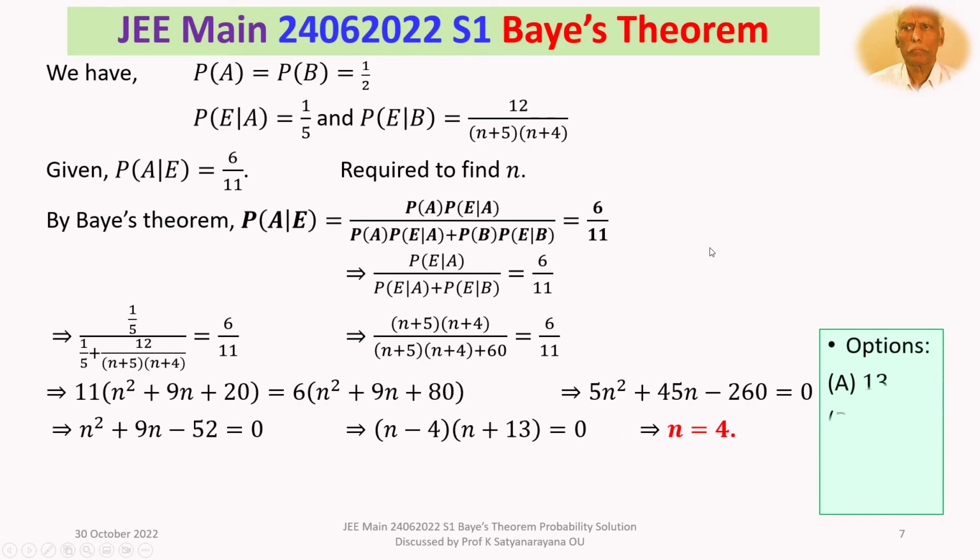Let us look at our options. Our answer n is equal to 4 appears against option C. Therefore, our answer is option C.